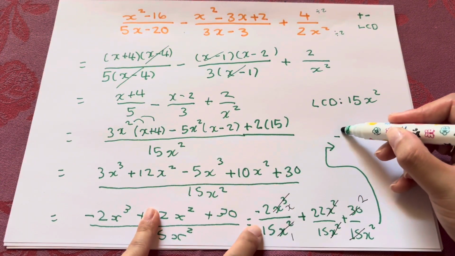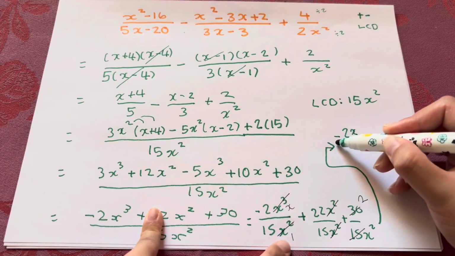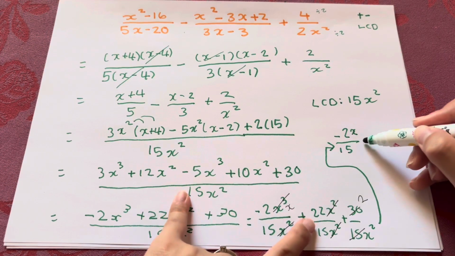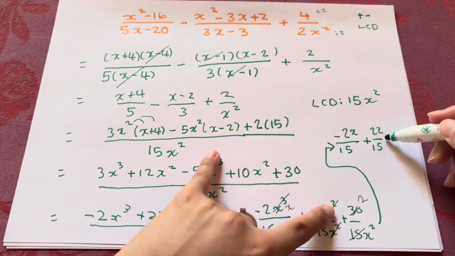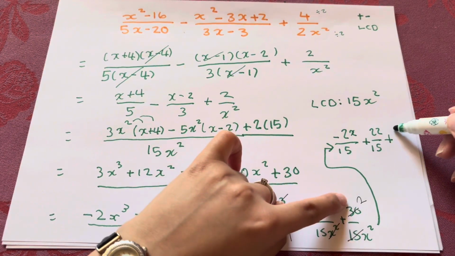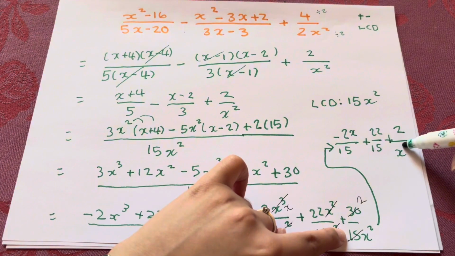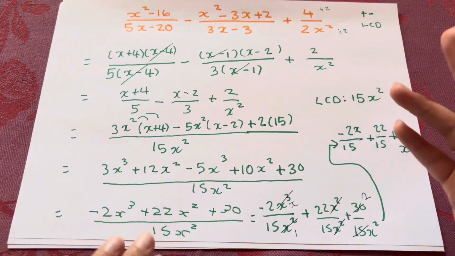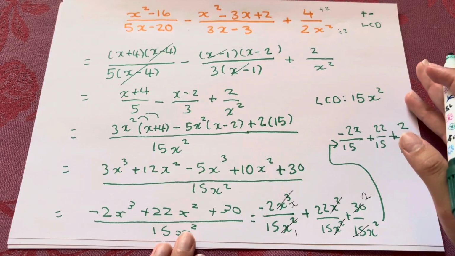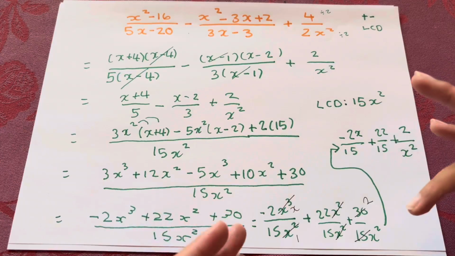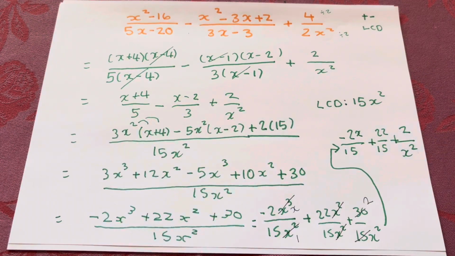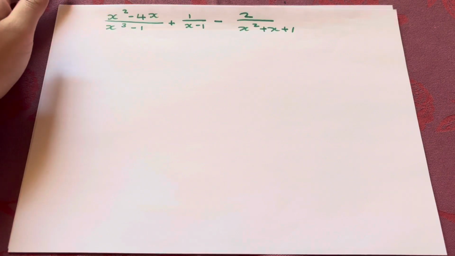We've got minus 2x over 15 plus 22 over 15 plus 2 over x squared. Okay, so it is acceptable for you to leave it at this point. However, if you do see potential within each term, you can apply the splitting property so that there's no further simplification that needs to get done. Another one involving plus and minus.